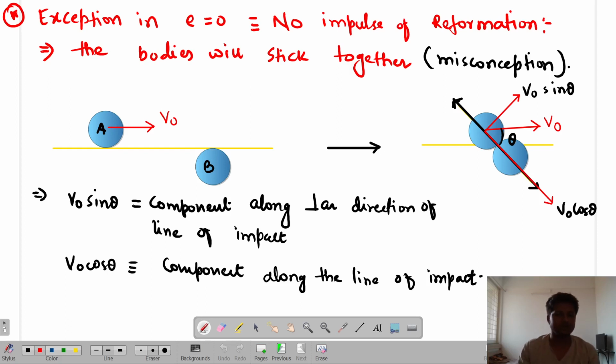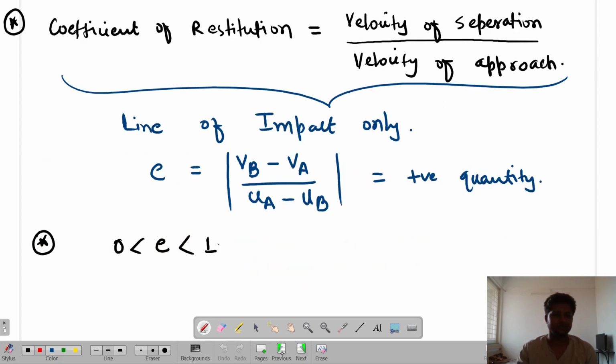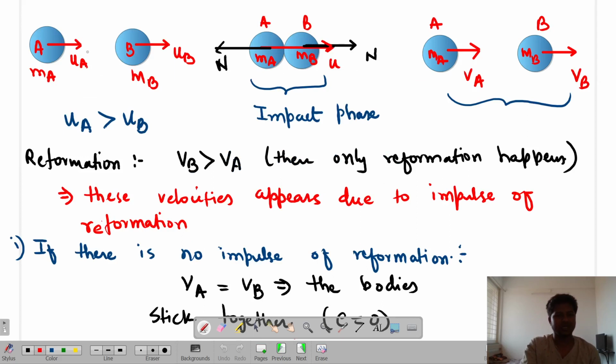Is that clear? So whenever you see that, try to understand. Like in these motions, you see that this is the line of motion. Okay, and in the same direction, the line of normal is also present. Are you able to get me?